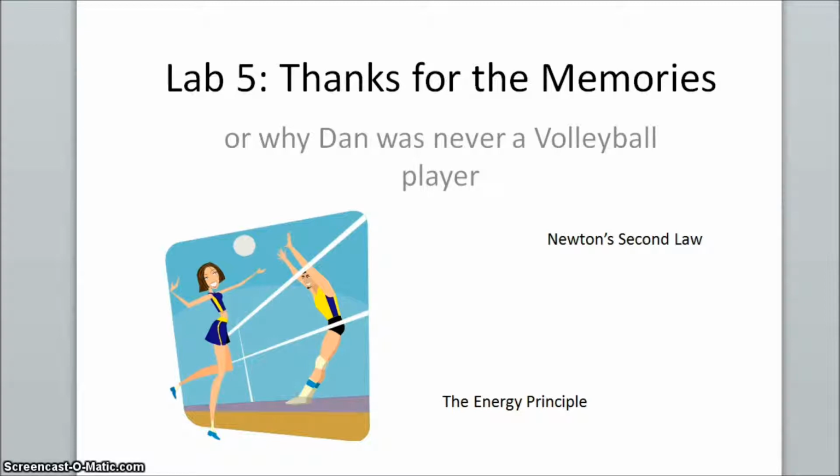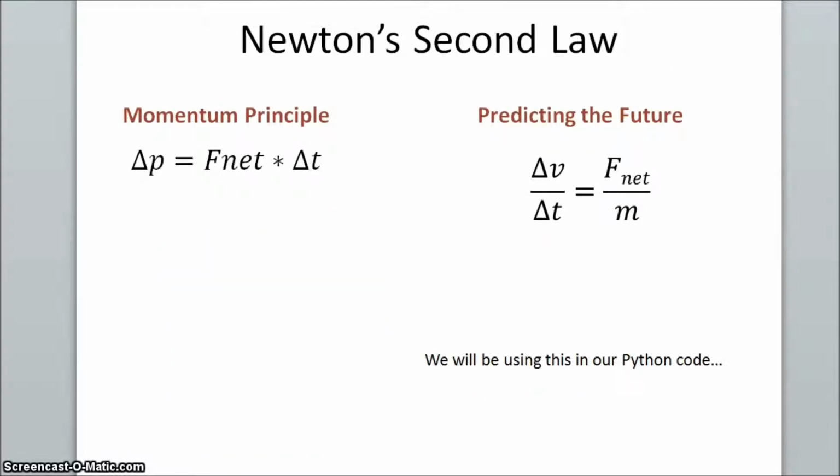Newton's second law, or the momentum principle, says that the change in momentum is equal to the net forces on a system, which is the total pushes and pulls on the system, multiplied by the change in time. To use Newton's law to predict the future, we note that momentum is equal to the mass times the velocity. Therefore, with some algebraic manipulation, we can determine that the change in velocity over time is equal to the net forces on the system over the mass.